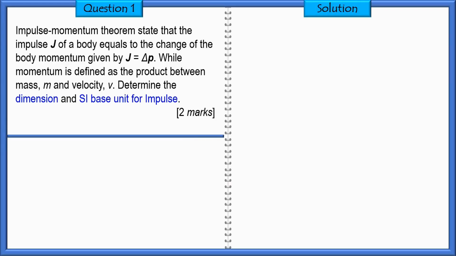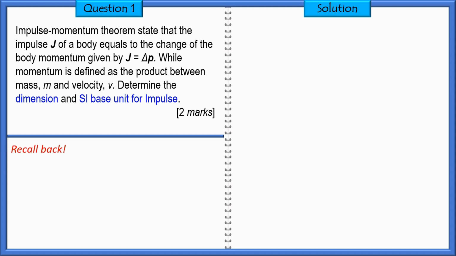Question 1. Impulse-momentum theorem states that the impulse J of a body equal to the change of the body's momentum given by J is equal to delta P. Momentum is defined as the product between the mass and velocity. Determine the dimension and SI unit for impulse. Before we find the solution, take a look.